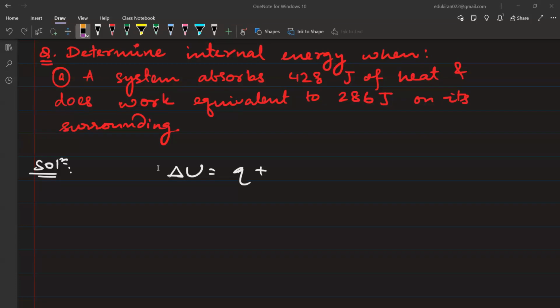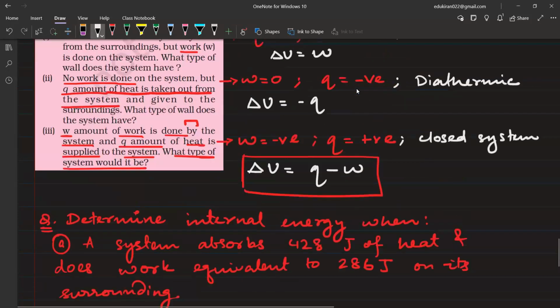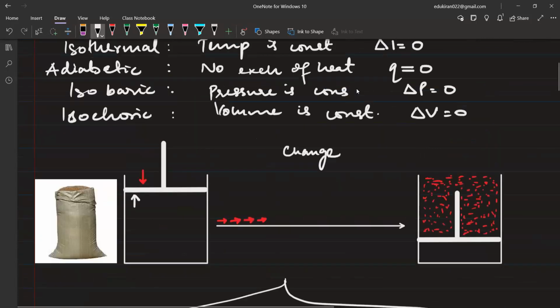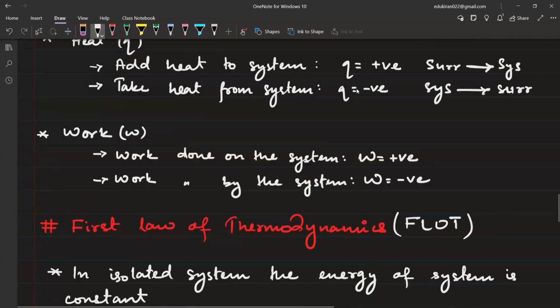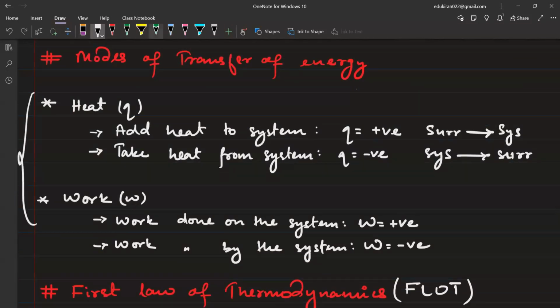सर आप पूरा ही समझा सकते हैं एक बार वापस से? अरे यार एक बात बताओ, you have written this one? हाँ सर। लिखा है आपने ना? ठीक है। अगर सिस्टम को आप हीट दे रहे हो तो हीट पॉजिटिव में लोगे या नेगेटिव में लीजिएगा आप? सिस्टम को अगर हीट मिल रही है तो क्या पॉजिटिव या नेगेटिव?